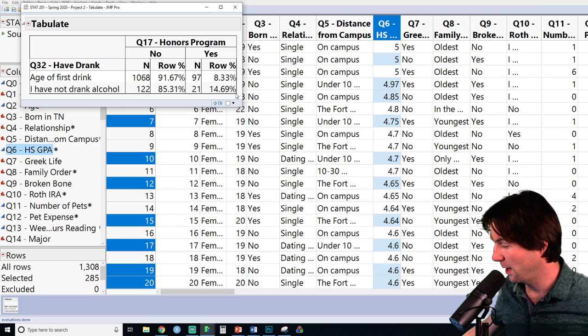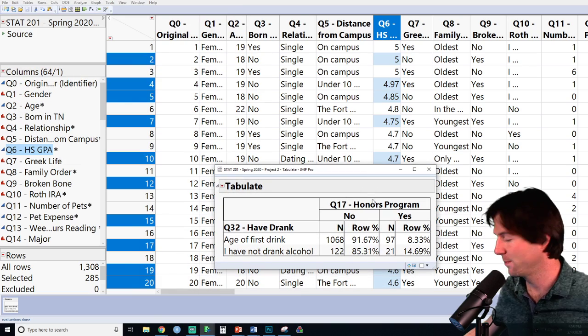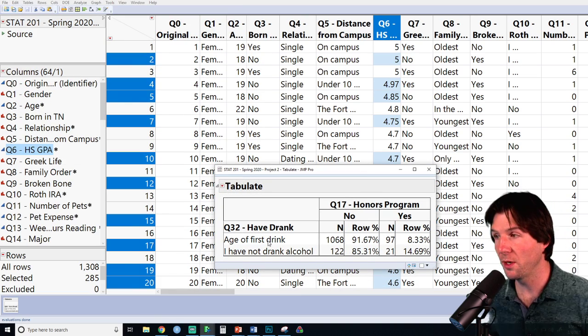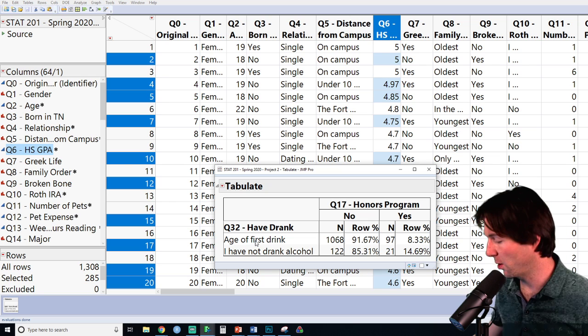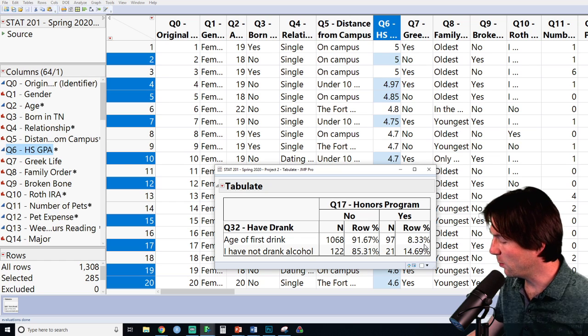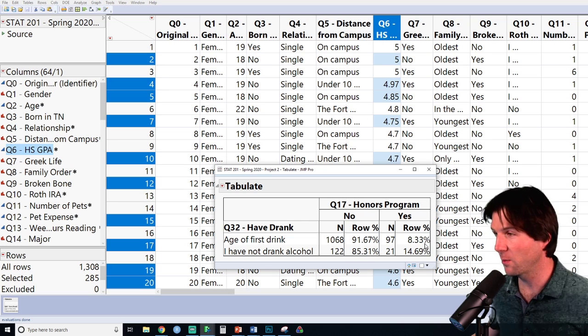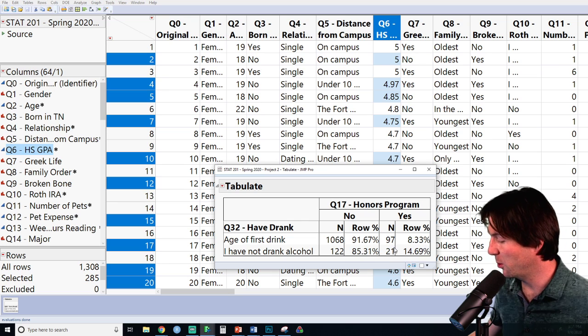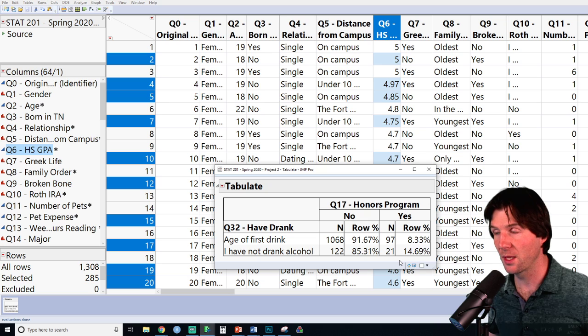Okay, here we are, and let's take a look. We've got it right here. I was going to expand it, but that's good enough. And what do you notice? The people who have reported an age of first drink, which means they have drank alcohol, we see that 8.33% of them were in the Honors Program, as opposed to the people who have not drank alcohol, 14.69% of whom are in the Honors Program.